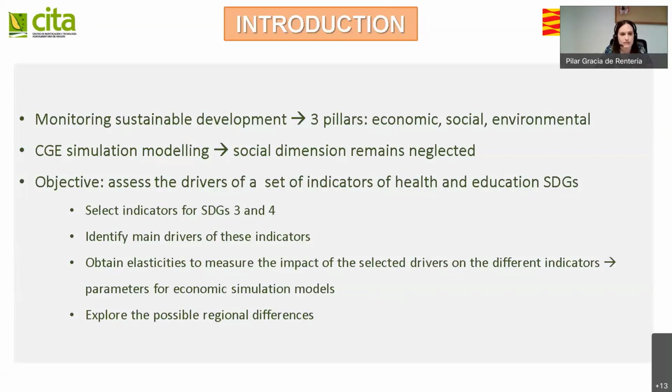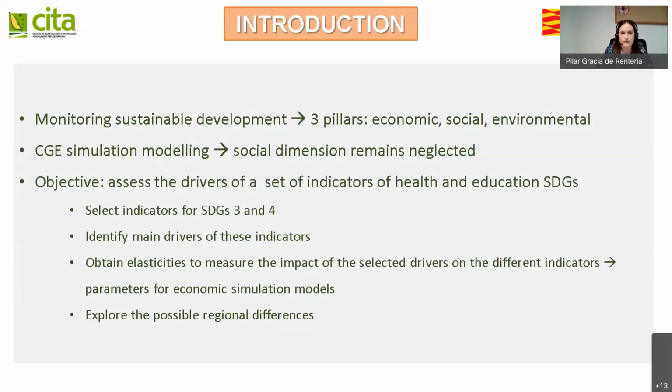However, the coverage of SDG indicators in CGE models is typically restricted to market-driven indicators, whereas the social dimension indicators remains almost neglected. So the aim of this research is to provide an initial step for improving the social SDG coverage of CGE modeling. And in particular, the objective is to implement econometric models of drivers for health, the SDG number 3, and for education, the SDG number 4, in order to provide parametric inputs for global CGE simulation models.